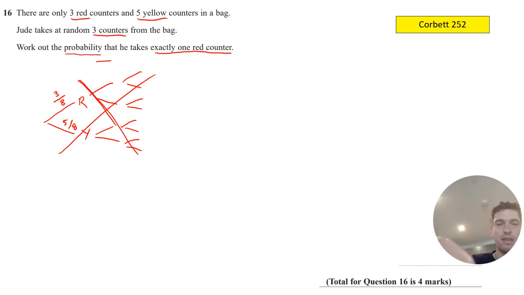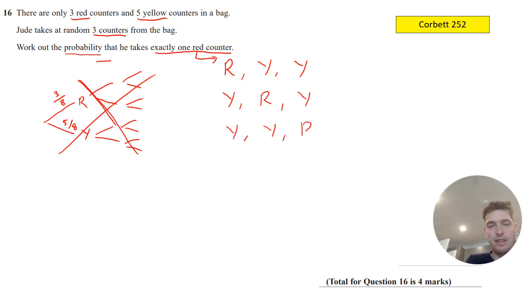I think I'm going to think about instead what outcomes give me exactly 1 red counter. So what I mean by that is if I pick the 3 counters, how could I get exactly 1 red counter? Well, the first way is to pick a red first and then 2 yellows. How else could I get 1 red counter? Well, I could pick a yellow first and then a red. Or I could pick a red at the end. So if I find out what each of these three probabilities are, I think it's going to be an easier way to do the question. So let's think about it.